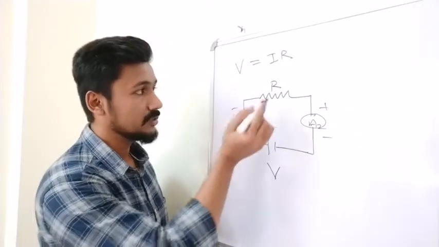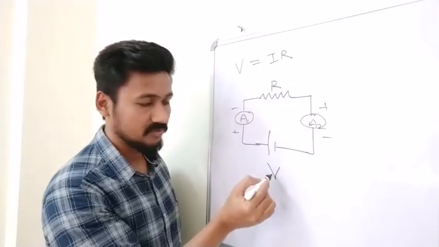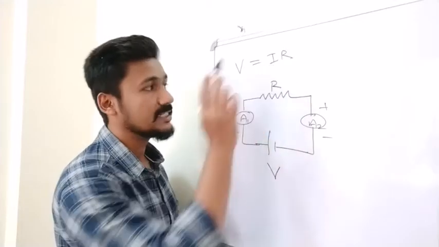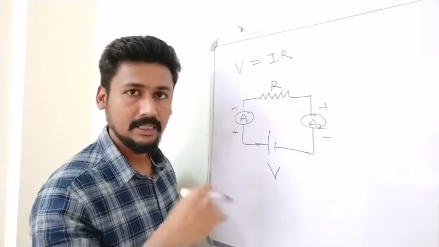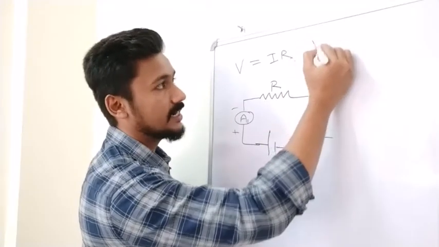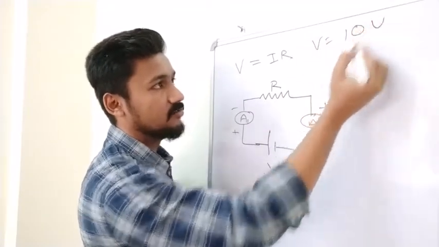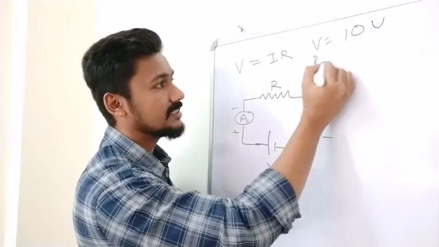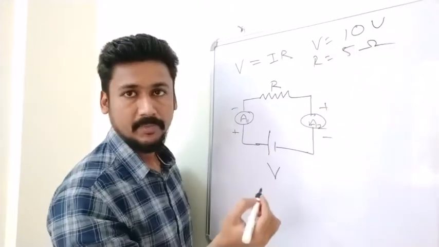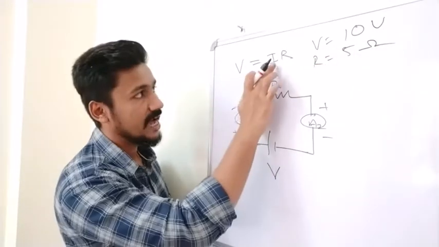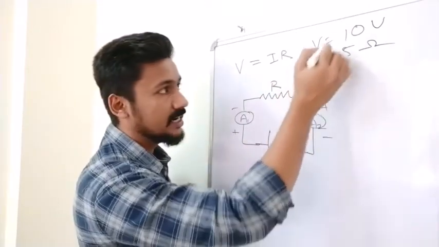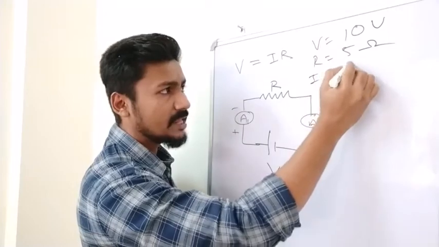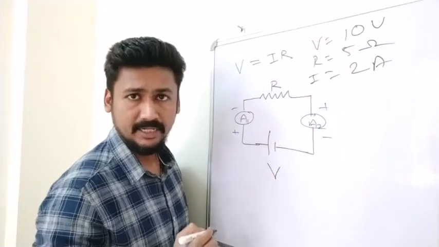Now we know that because of the resistance and because of the potential difference, we are going to get some current I. So let us give some imaginary values. For example, let us say the voltage is 10 volt and the resistance is 5 ohms. How much will be the current? You will say I will be equal to V upon R, that is 10 upon 5. So for this combination, I will get 2 amperes, correct?